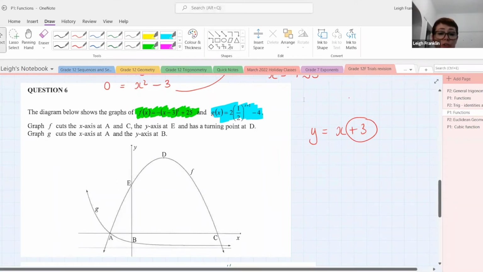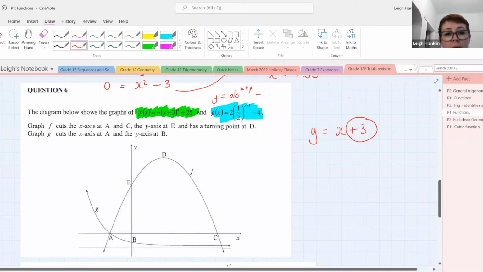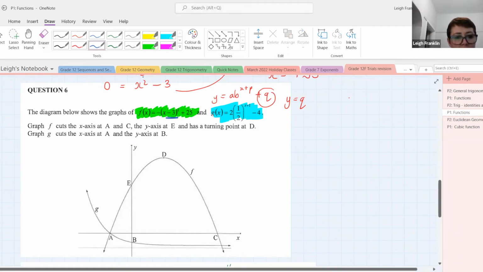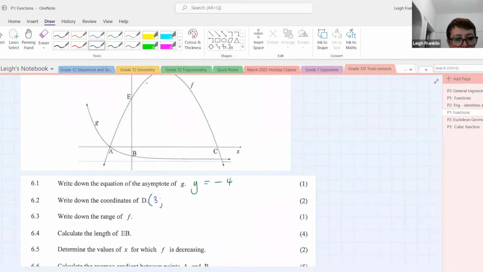Yes, so the graph can't touch its asymptote. Remember, the equation of an exponential function is in the form y equals ab to the x plus p, plus q. And the line y equals q is the equation of the horizontal asymptote. So that's why it has to be y equals -4. Good. 3 and 25. Yes, lovely. So you got that from the equation. The graph has been shifted 3 units to the right and 25 units up. Well done. The coordinates at D are 3 and 25.